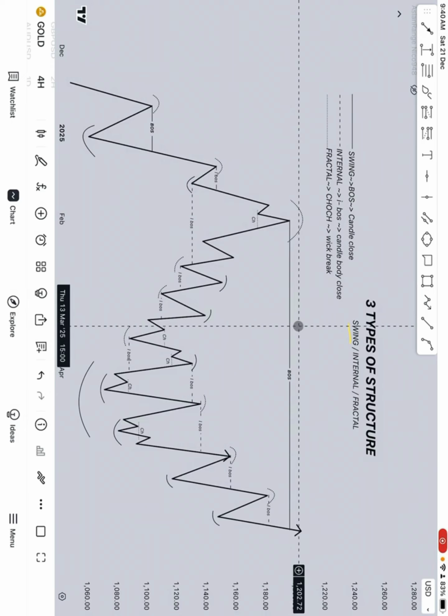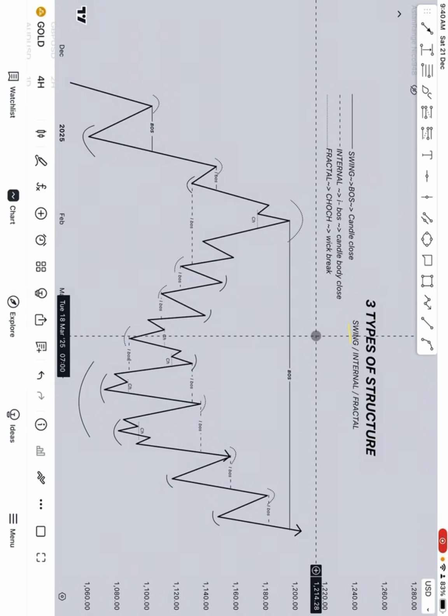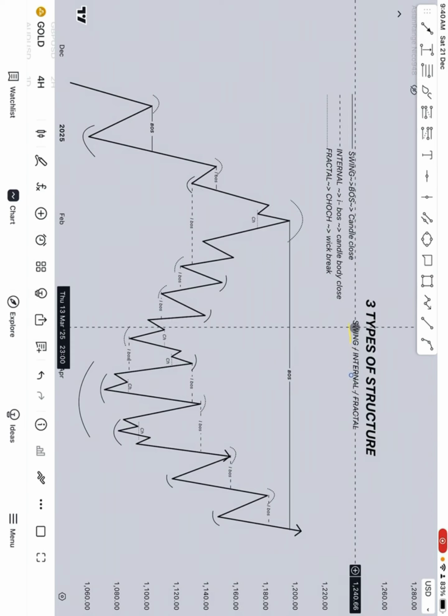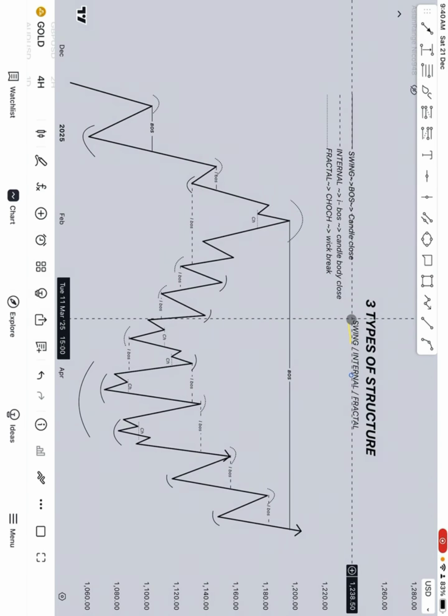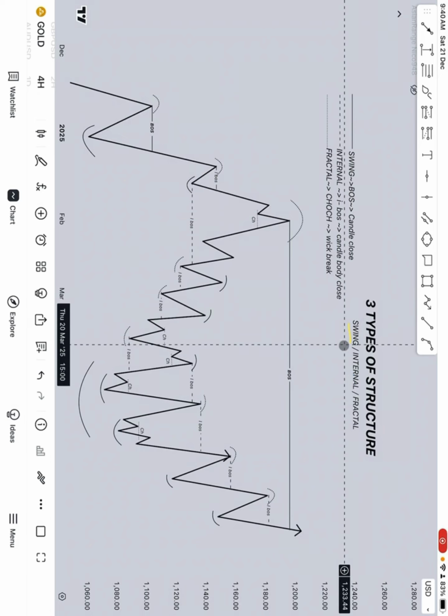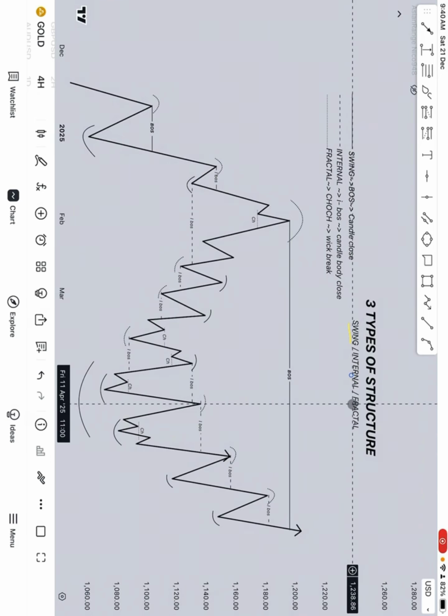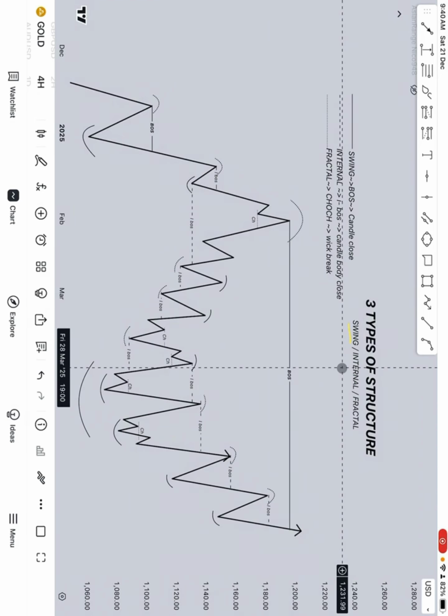On this session, we'll be talking about the three main types of structure. We have the swing structure, which is what we have covered. If you have watched the previous videos, you know everything we talked about there was swing structure. And we have the internal structure and the fractal structure.